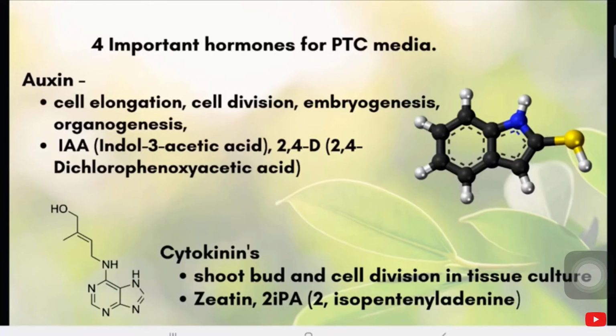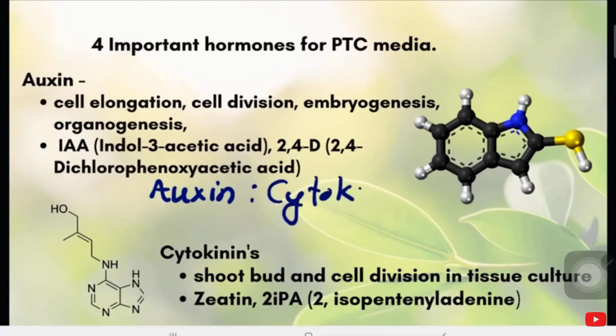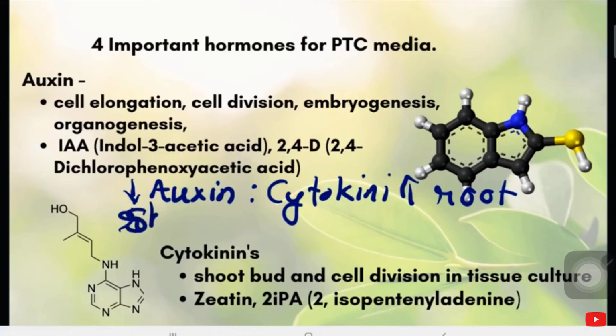But when they are utilized in combination in a specific ratio known as the auxin to cytokinin ratio, depending upon this ratio concentration, they will give rise to different organ formation. For example, if the auxin to cytokinin ratio is high, it will give rise to root formation. But if the auxin to cytokinin ratio is low, it will give rise to shoot formation.